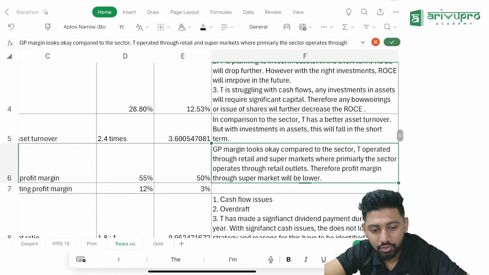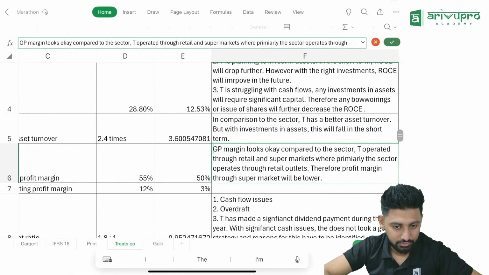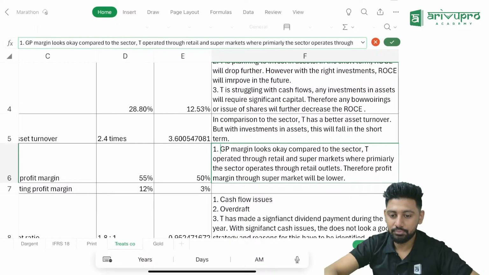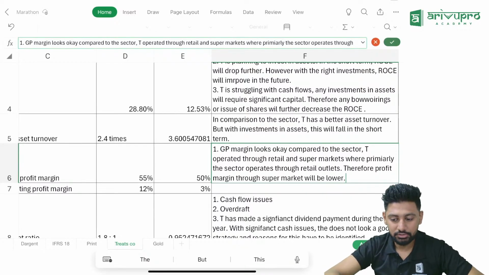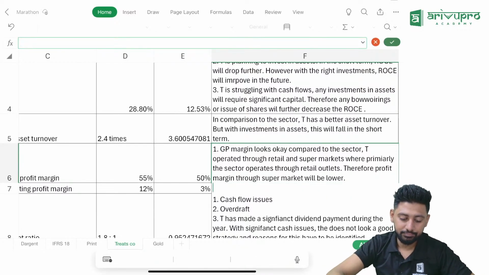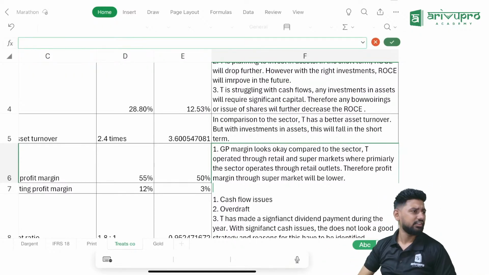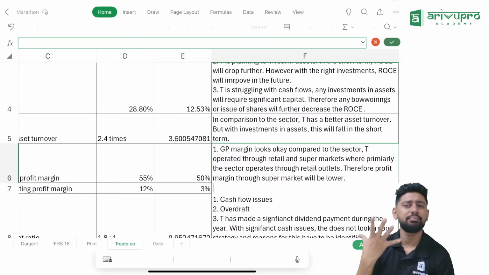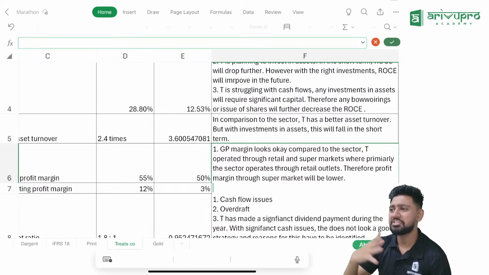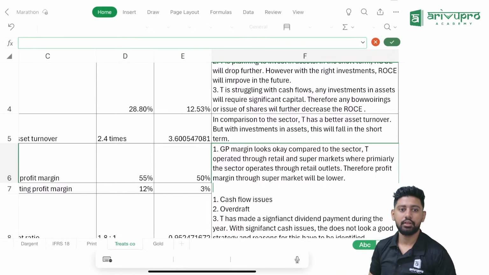I'm telling the examiner, look, this is my point. I'm giving you my point because I want my marks. Are we clear? But having said that, it looks like they're still doing a good job when you compare with the sector.